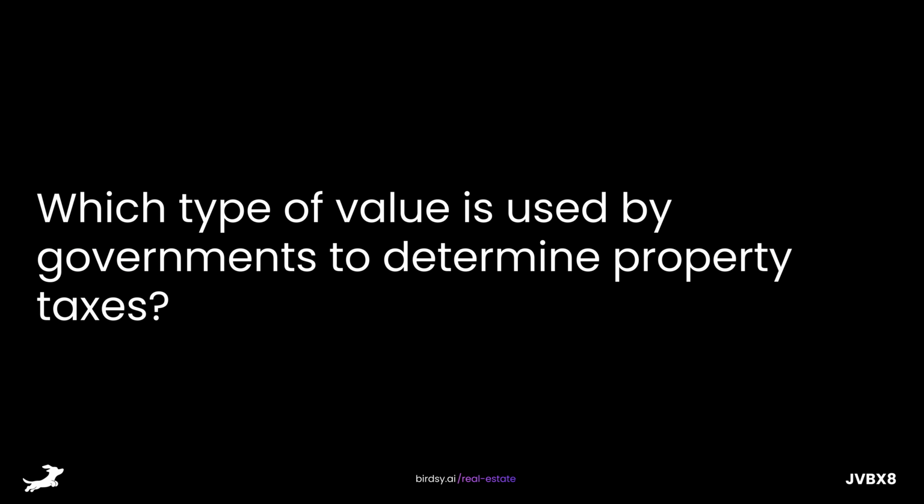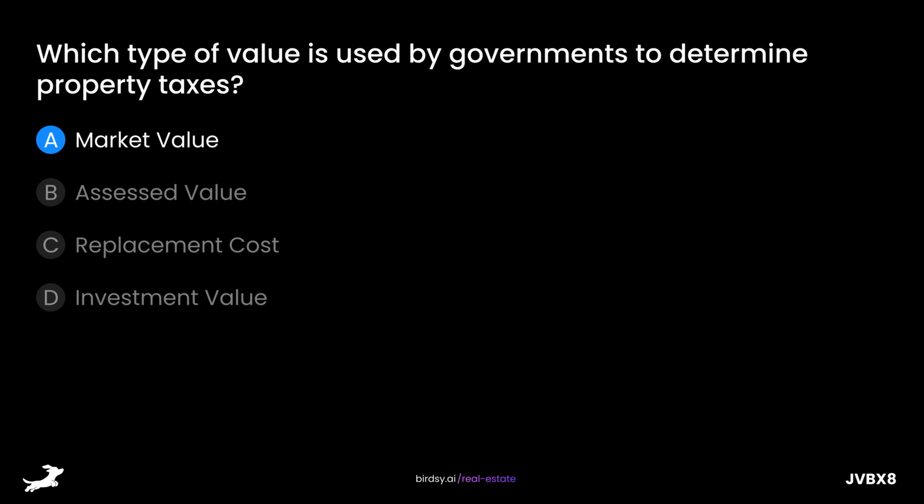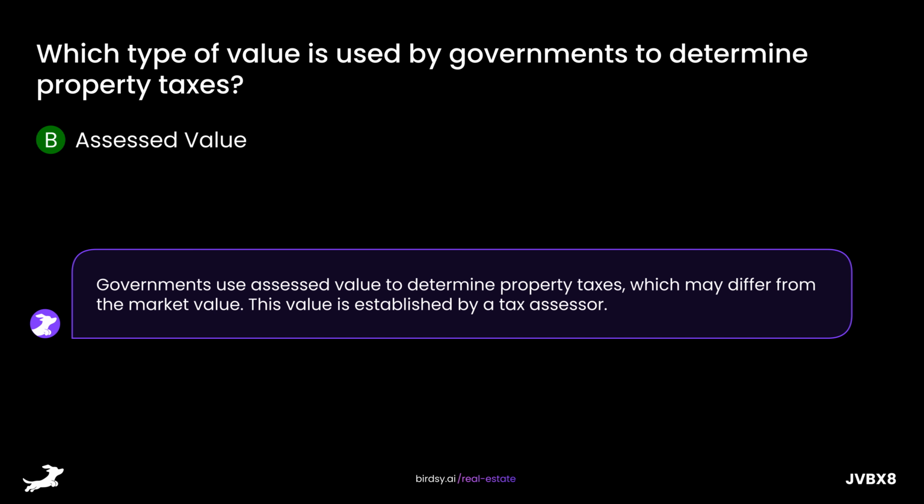Which type of value is used by governments to determine property taxes? Is it A, value, B, assessed value, C, replacement cost, or D, investment value? The answer is B, assessed value. Governments use assessed value to determine property taxes, which may differ from the market value. This value is established by a tax assessor.